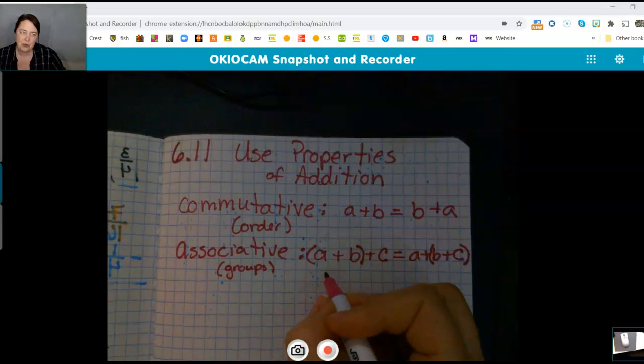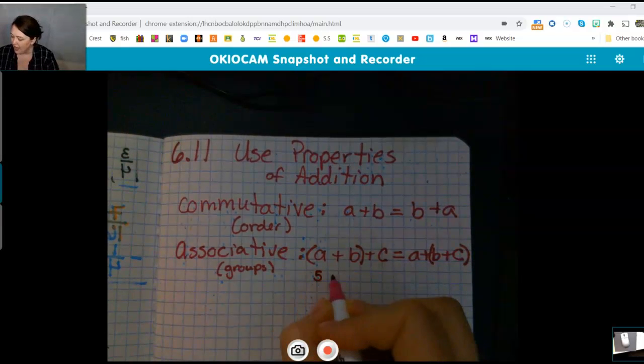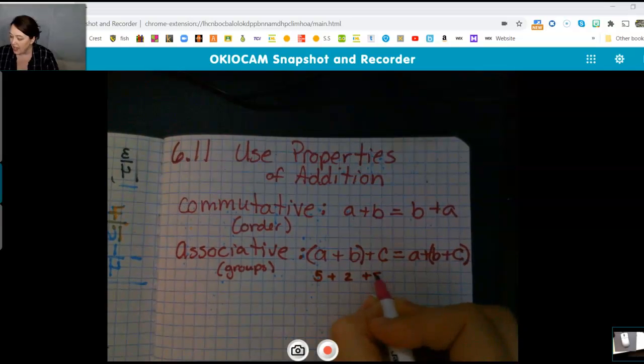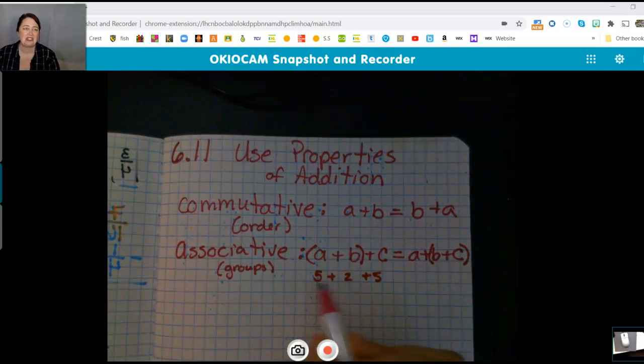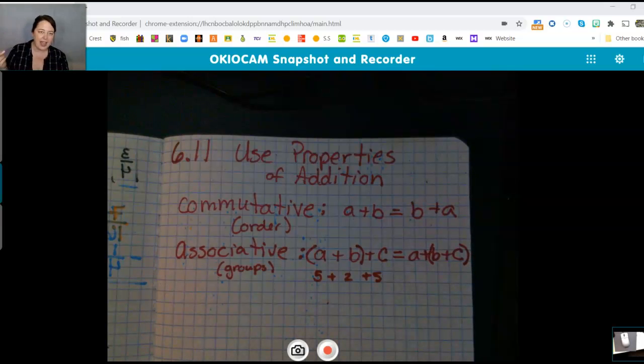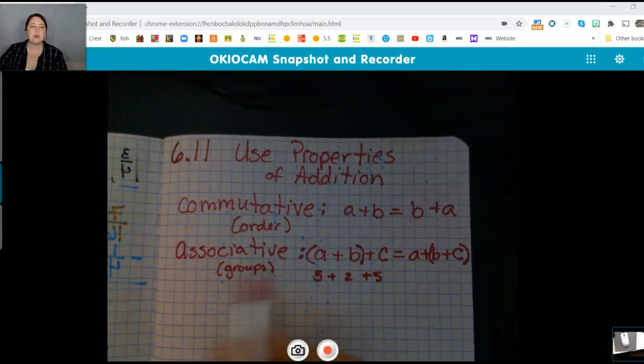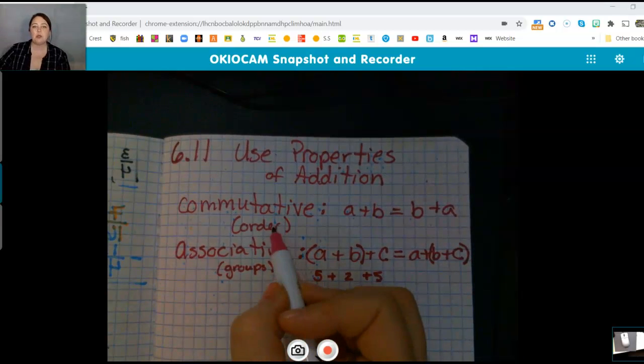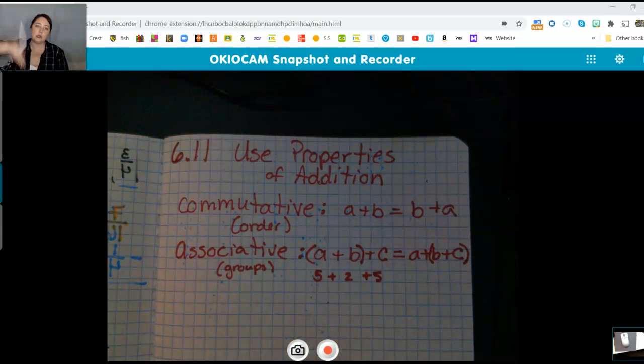So if we were dealing with whole numbers, if I had 5 plus 2 plus 5, I don't want to add 5 plus 2 first. That's crazy. I want to add 5 and 5 first, then add the 2, because I can add 10 plus 2 much faster in my head than 7 plus 5. I know I should be able to do both at equal speeds, but 10 plus 2 is much faster for me. So that's why we would group things differently. Commutative is all about the order. Associative is all about your friends who you're grouping with.